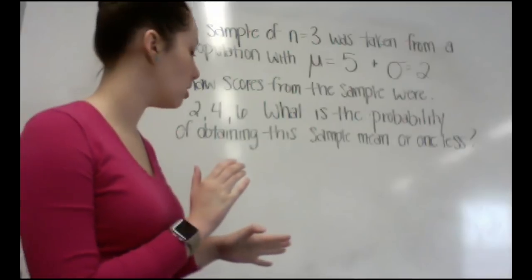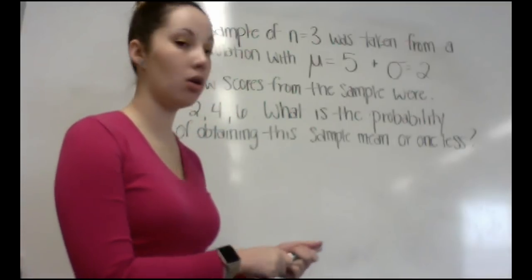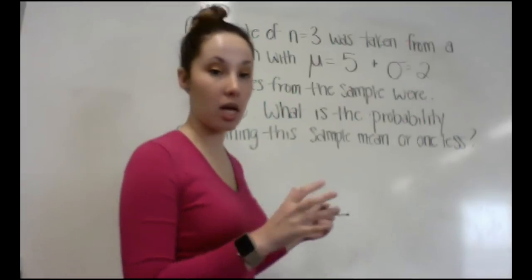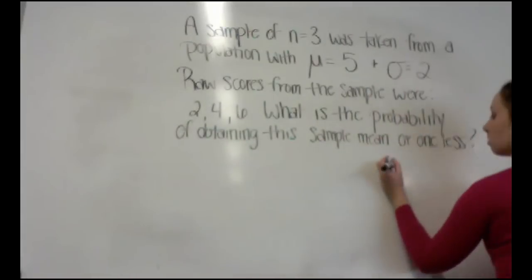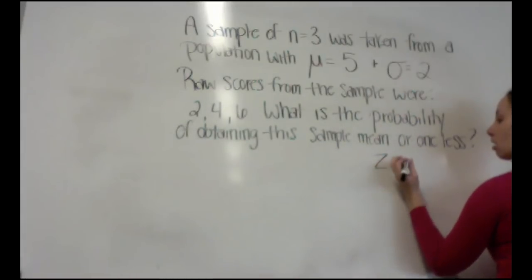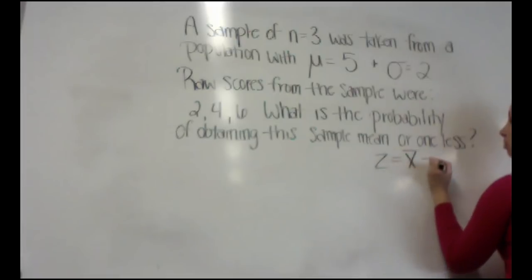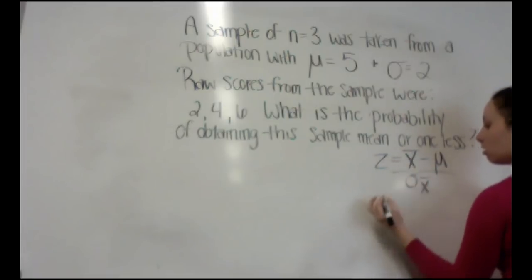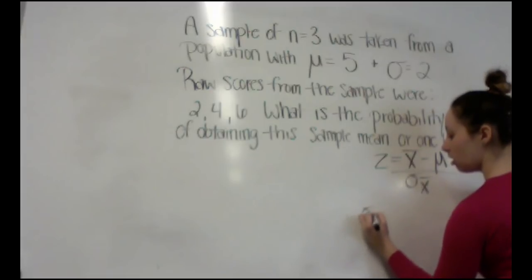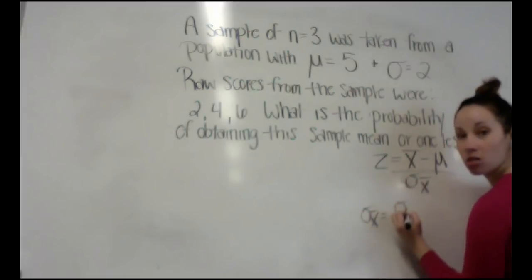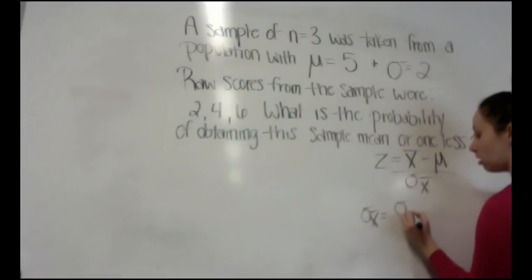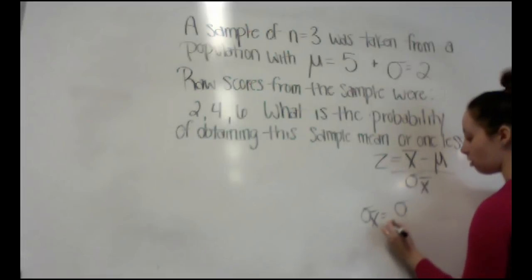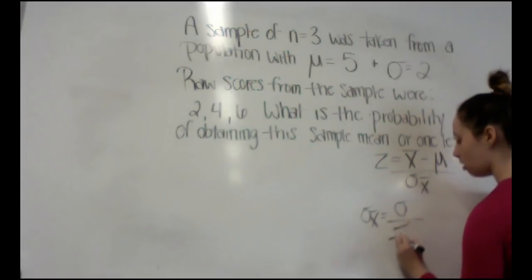So the first thing that we need to do is write out our formulas, because that's going to be helpful. So again, we've got our z, our sample mean minus population mean over standard error, where our standard error equals population standard deviation over square root of n.